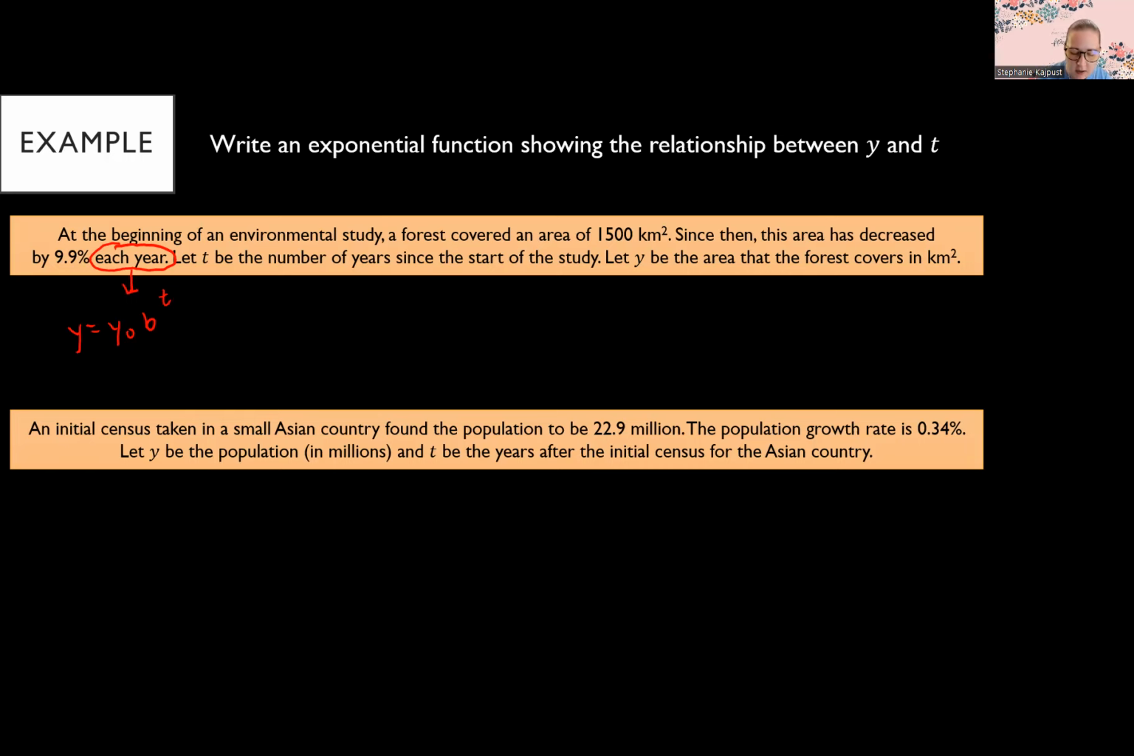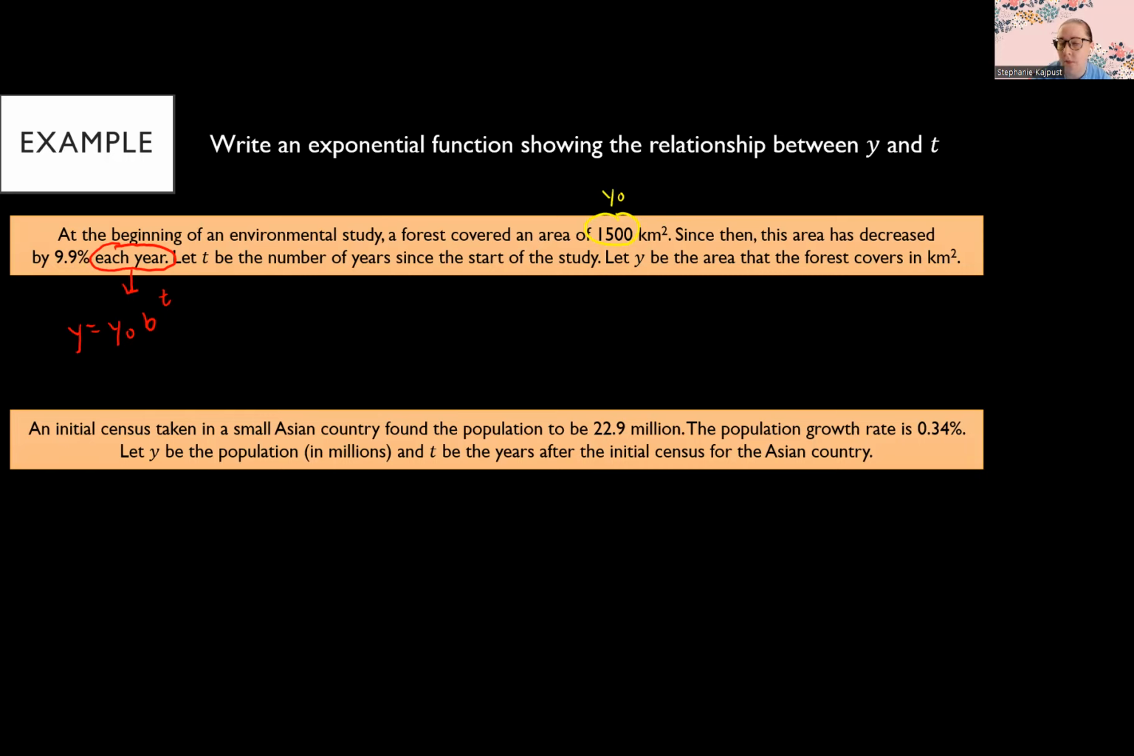And so now I need to figure out what my numbers are. So y naught is your starting amount. It says at the beginning of the environmental study, a forest covered an area of 1,500 kilometers squared. So at the beginning, this is our y naught, the 1,500.